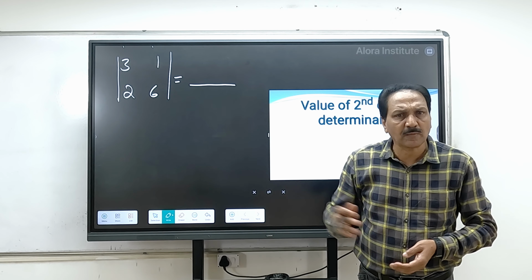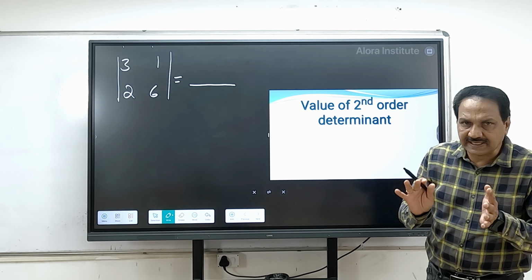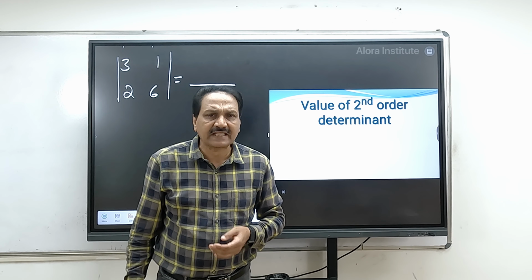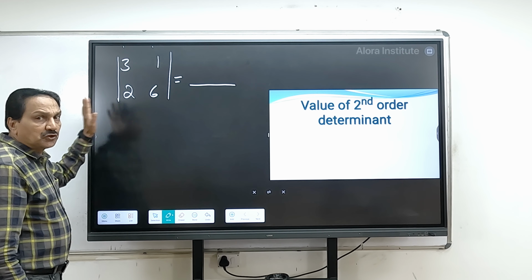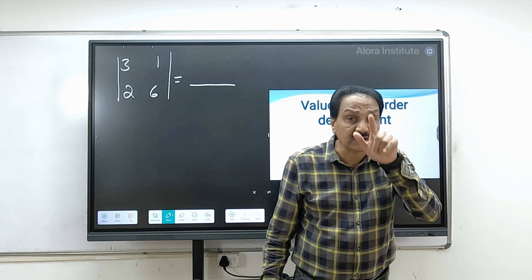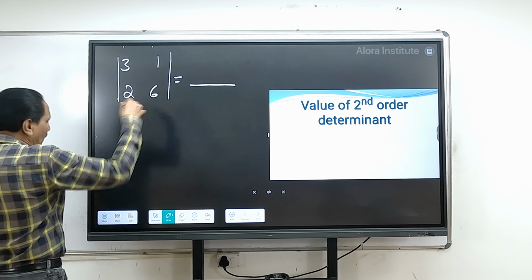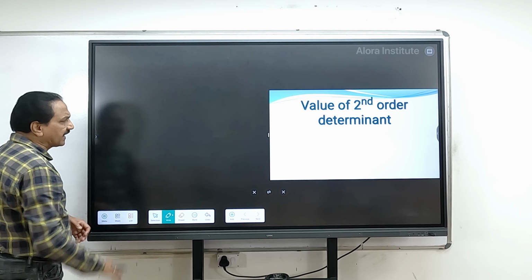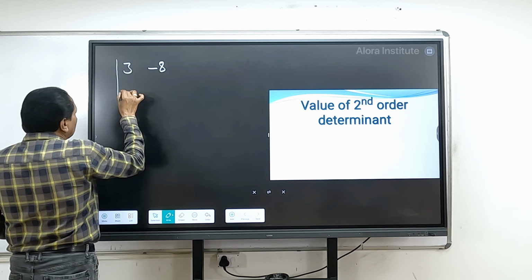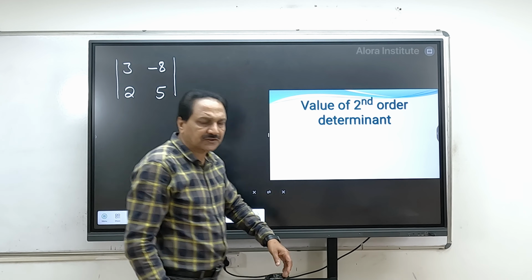You'll be practicing a number of problems here, so immediately you'll get the answer. This is what you are supposed to do. Idea is clear. Fine then. Let's go for another example in this. You should be very, very careful in the mathematical simplification when you come across the negative sign. Right? Let's go for this. In the first example, I had taken all the elements with plus sign. You can expect the minus sign also. 3, minus 8, 2 and 5. This is the determinant and you are supposed to find the value of this.